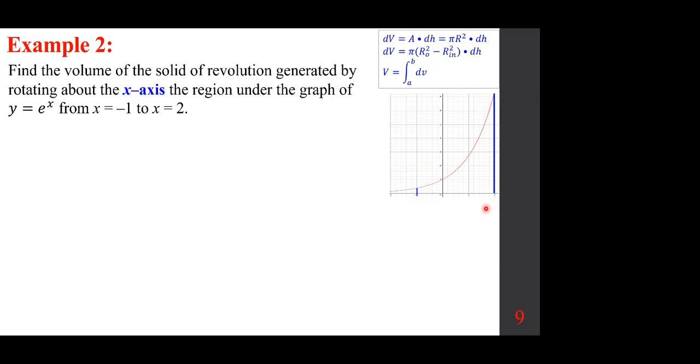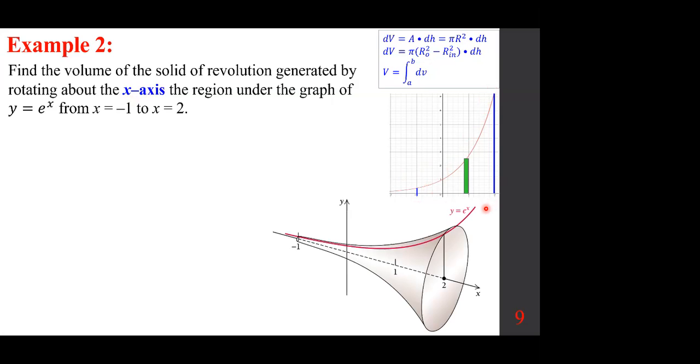Okay. So I hope you realize that this is a typical vertical strip we need. And if we do the revolving, it looks like this, class. Okay. So let's go back here. dV is pi r squared dh. Pi r squared dh. So look at this vertical strip.